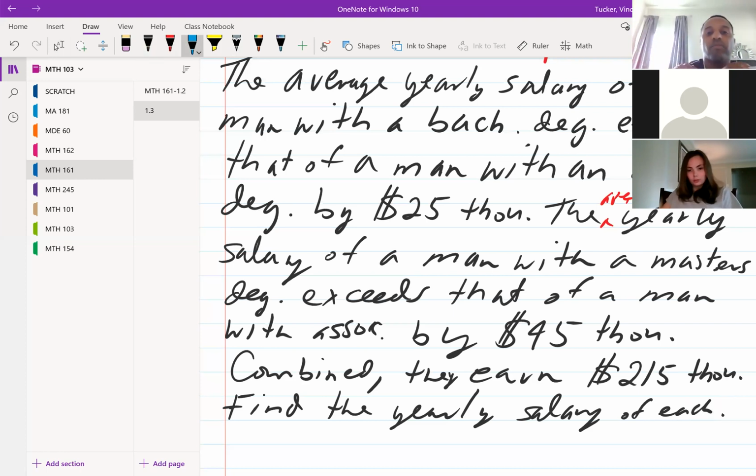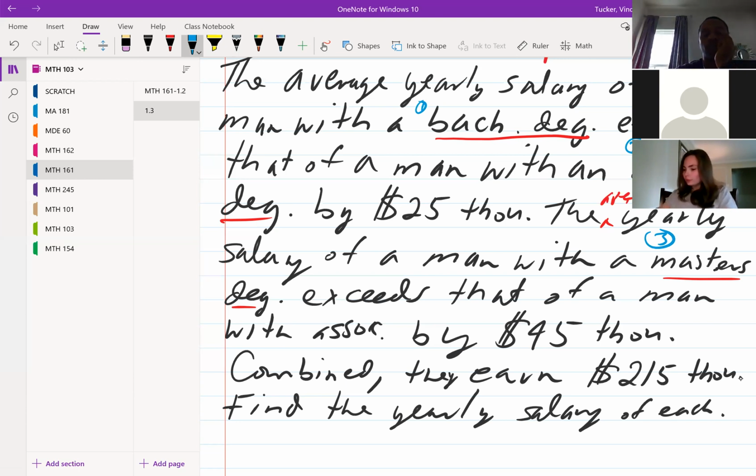All right. So while we're looking at this, what you need to do is determine how many unknowns you have. Notice we have a man with a bachelor's degree that exceeds that of a man with an associate's degree. Then we also have a man with a master's degree, which exceeds that of a man with an associate's degree. So you have 1, 2, 3 different people being discussed in this problem.